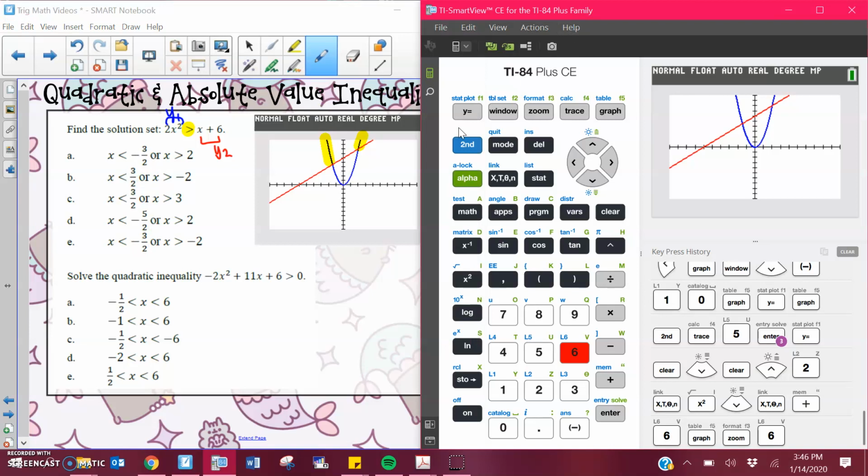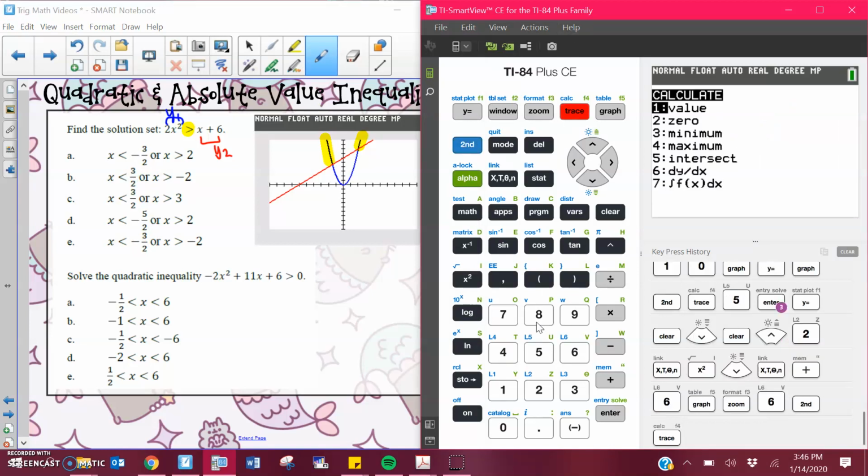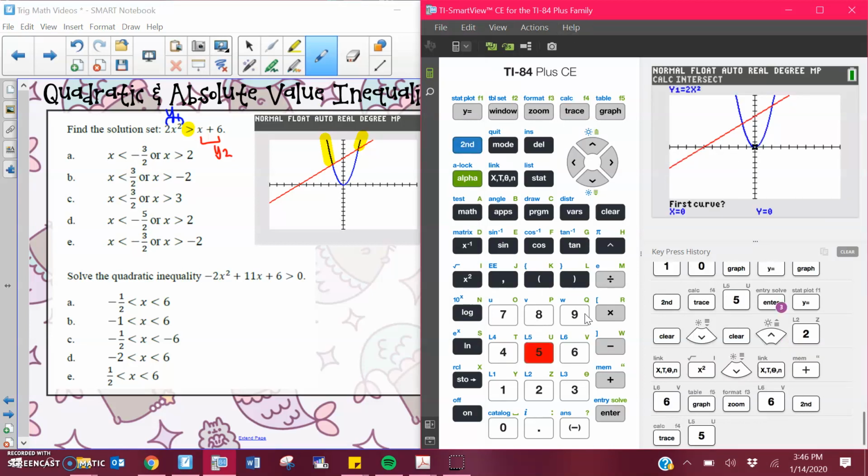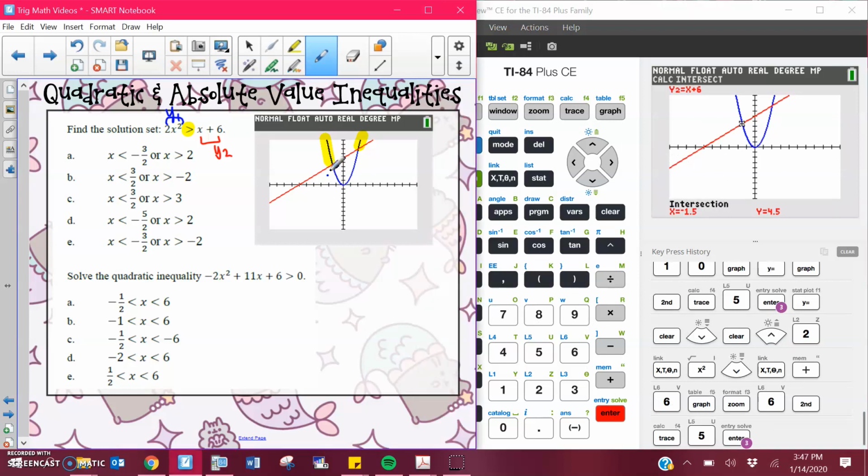So let's go find what those numbers are. If I do second trace, number 5, and then I press enter 3 times, it'll give me the nearest intersection point. So this guy, well, maybe, there we go, is negative 1.5. Okay, so if I look at my answer choices, that would be negative 3.5. So not you, not you, not you.